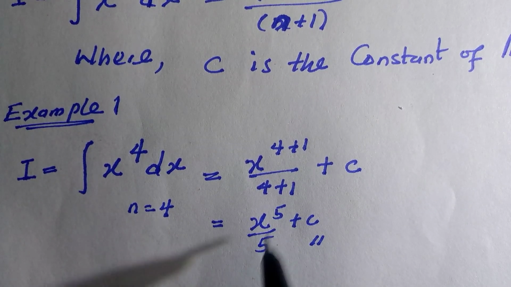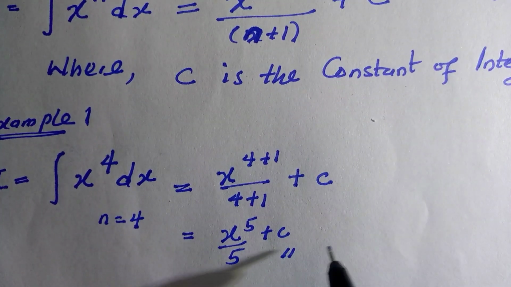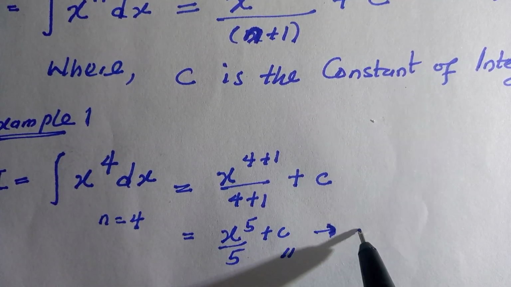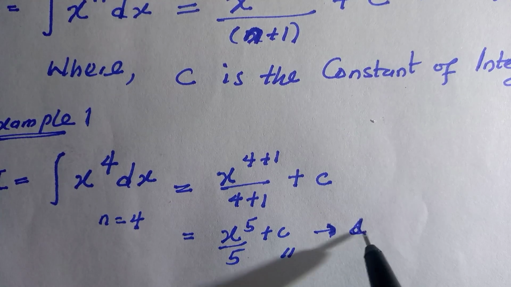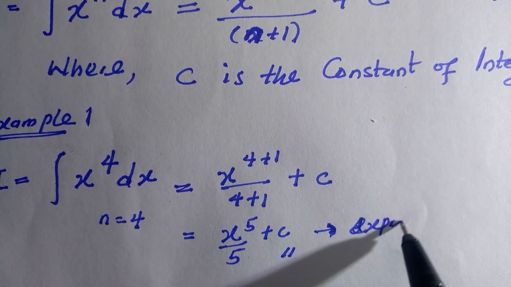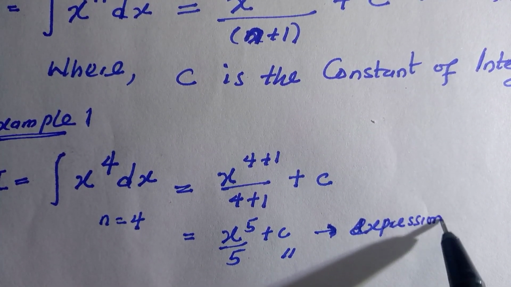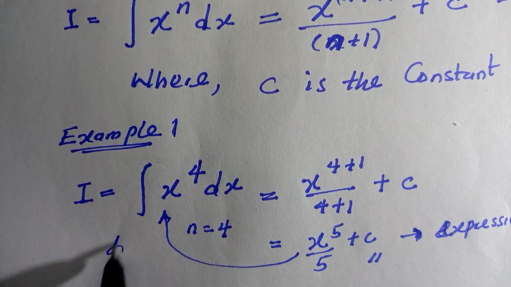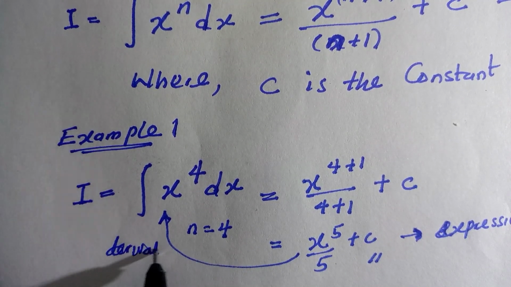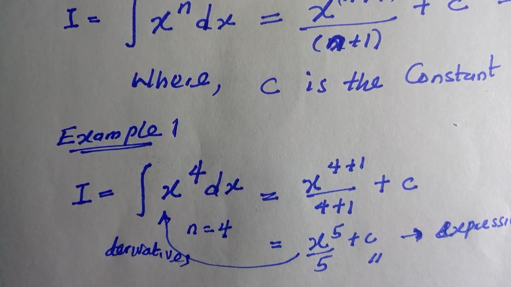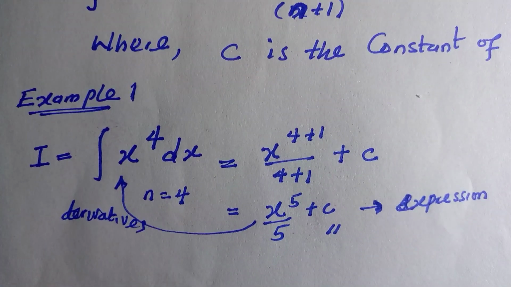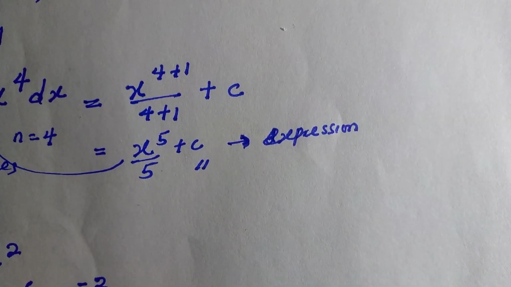But what is the origin of this? Because we define it as the reverse of differentiation. This x raised to power 5 divided by 5 is what we call the real expression that has undergone the process of differentiation. So why is this x raised to power 4 known as the derivative? You differentiate x raised to power 5 divided by 5 plus c, and it gives you x raised to power of 4, and you integrate x to power of 4, it gives us that. Which means both are the reverse process of one another.